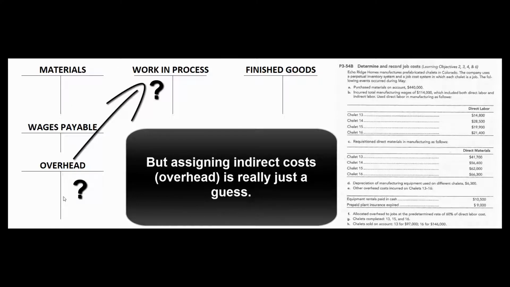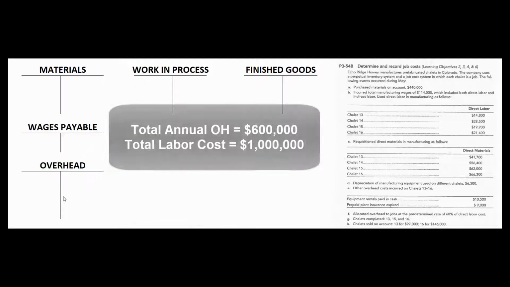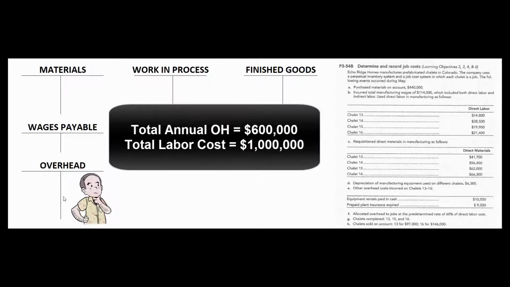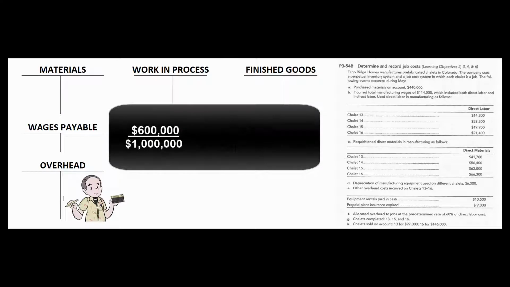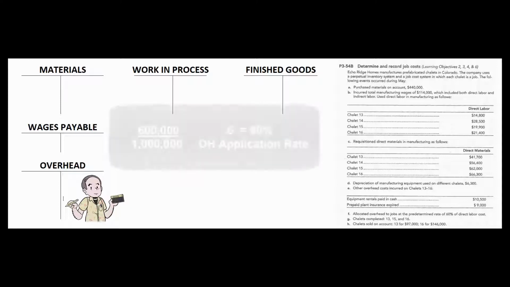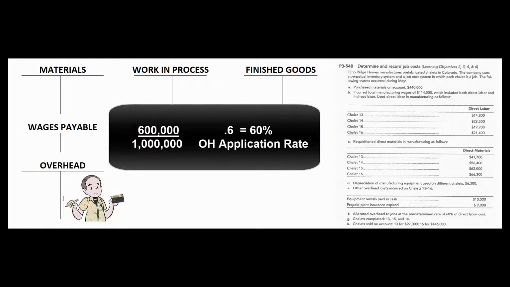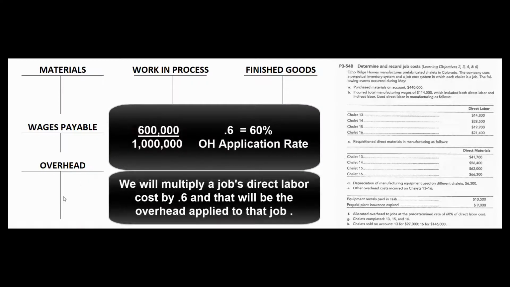And probably what happened is at the beginning of the year, Echo Ridge Homes sat down. They said their total estimated overhead for the year is going to be $600,000. They think that direct labor cost is a good driver. Those direct labor costs cause them to incur overhead costs, and they predict that that's going to have a total cost of $1 million. So $600,000 divided by $1 million, the dollar signs cancel each other out, equals 0.6, which is 60%. Our rule for allocating overhead to jobs is going to be 60% of the direct labor costs incurred on that job.